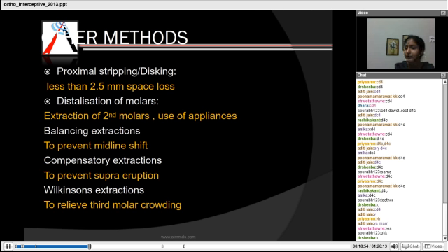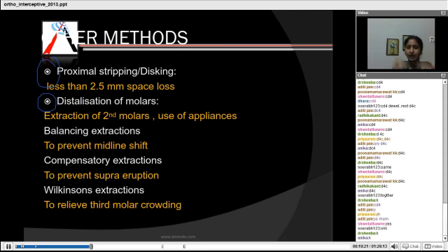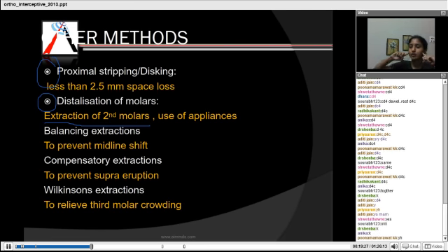Okay, now what are the other methods? See, whenever a question says that there is 2 mm loss or there is 1.5 mm loss, that time rather than going for serial extractions, you go for proximal stripping and disking. Clear? Next is when you have to do distalization of first permanent molars. In case of class 2 division 1, when you want the teeth to go behind, you can extract the second molars so that the first permanent molars can get distalized and your class 2 division 1 is reduced. Otherwise you can use appliances.